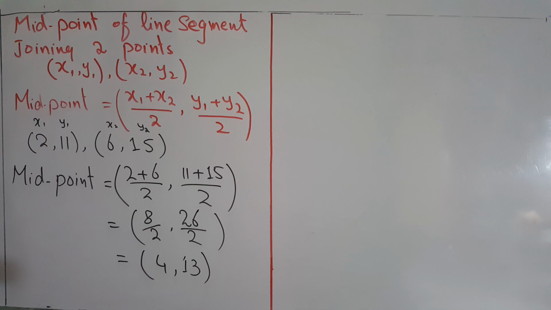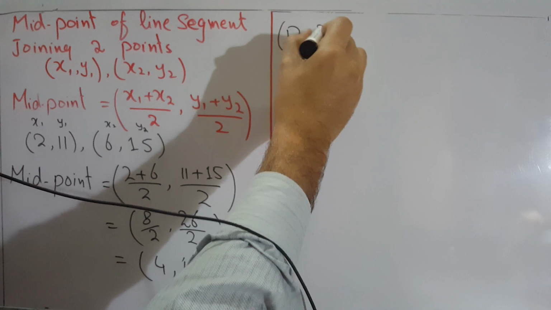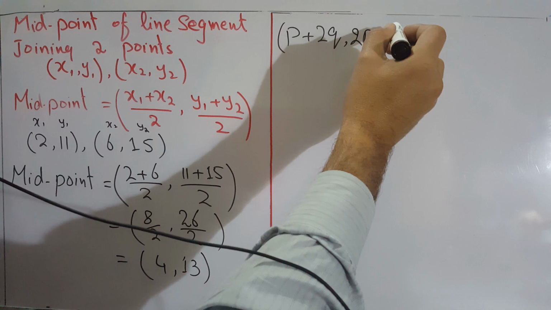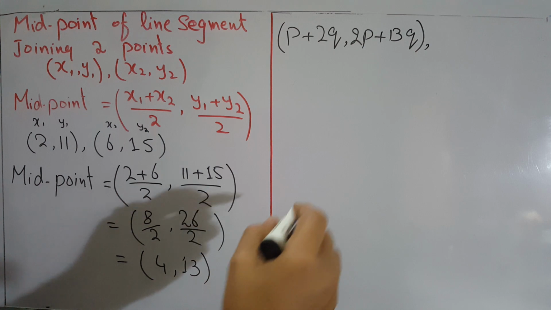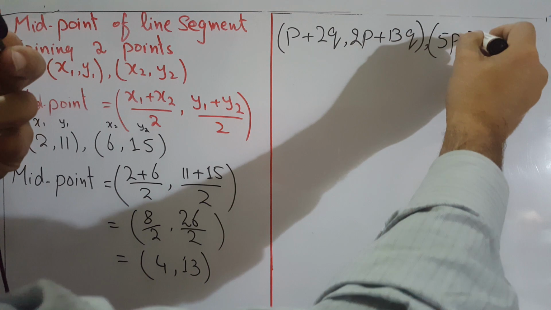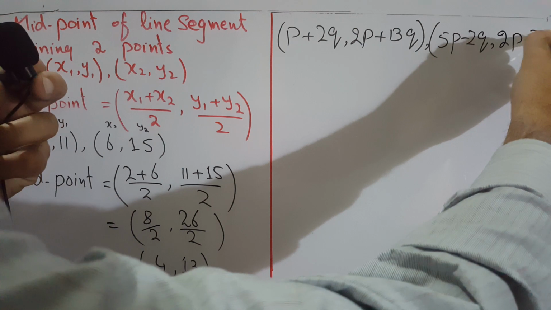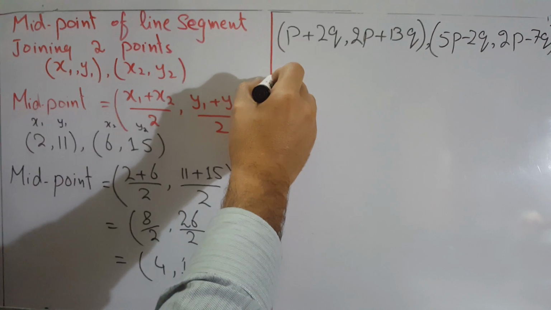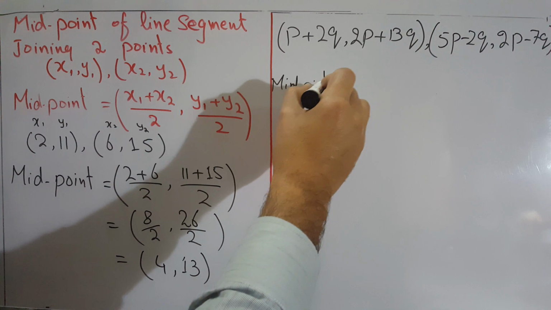Similarly, you can have points such as P plus 2Q, 2P plus 13Q. So this is the first point, and you can have another point, 5P minus 2Q, comma, 2P minus 7Q. So if you're asked to find the midpoint of these ones, then of course you can do the same thing.